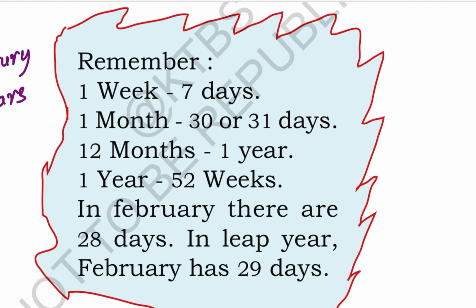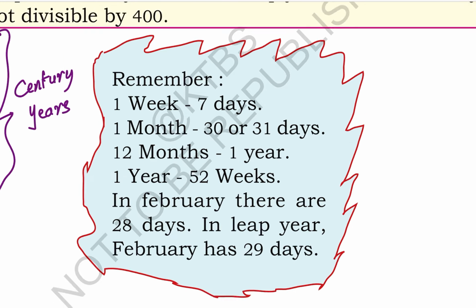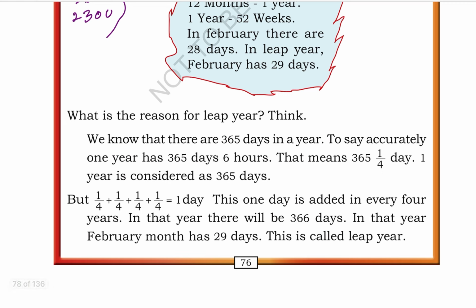Now, just remember this: 1 week is 7 days, 1 month is 30 or 31 days, 12 months make 1 year, 1 year has 52 weeks. In February there are 28 days, in a leap year February has 29 days. Okay, let's move on. It's very easy. What is the reason for leap year? Think. Why once in 4 years will February get 1 day extra? Why will February get a 29th?